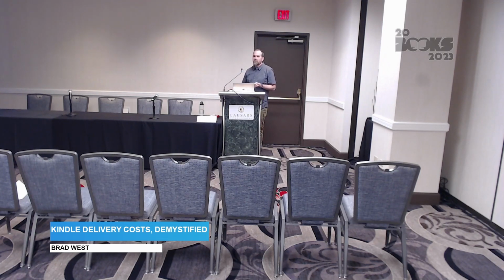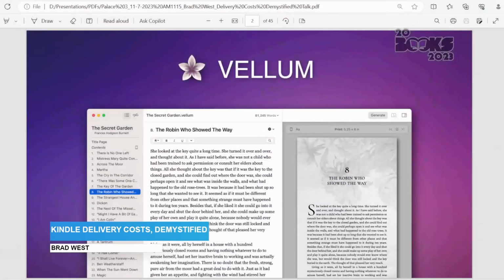Vellum is software for your Mac you can use to format your ebook, paperback. I'm going to be showing examples that I've made with Vellum, but if you're not a Vellum user, you can still watch this whole talk. It's really designed for anyone who's uploading files to Amazon.